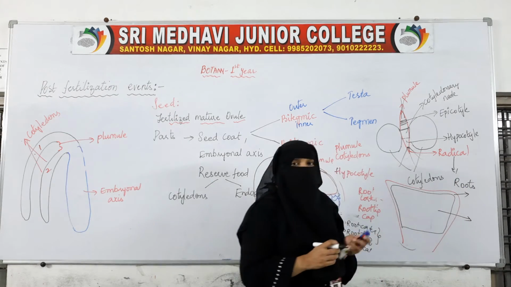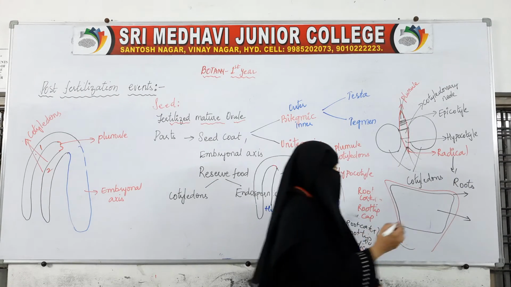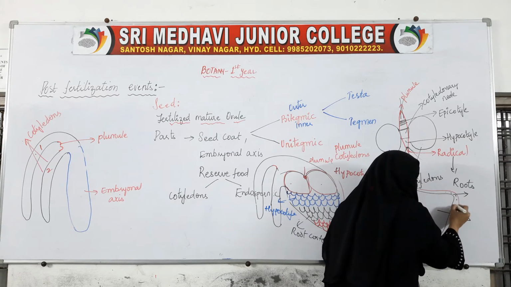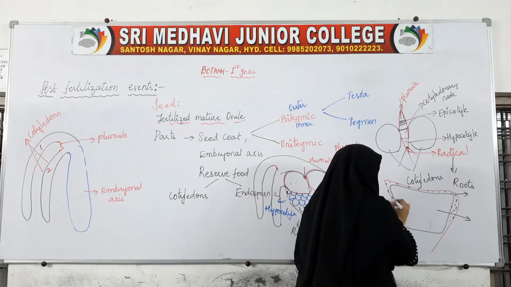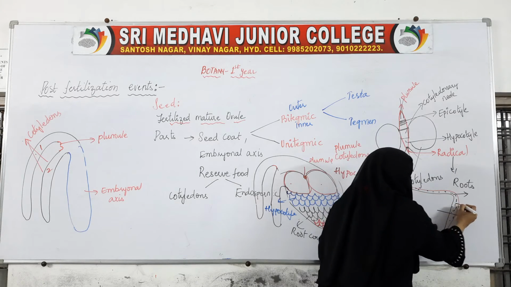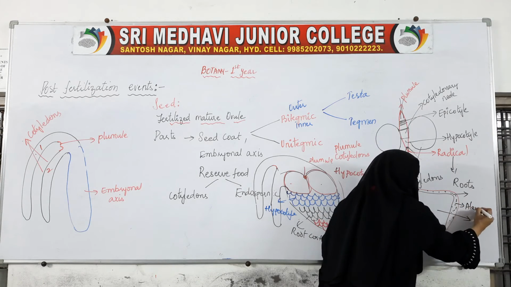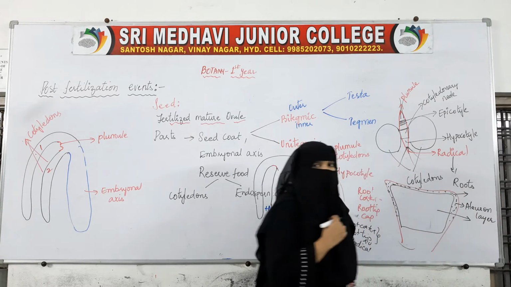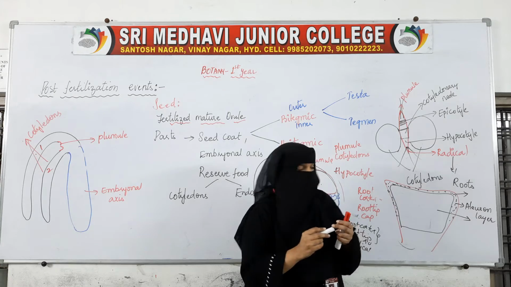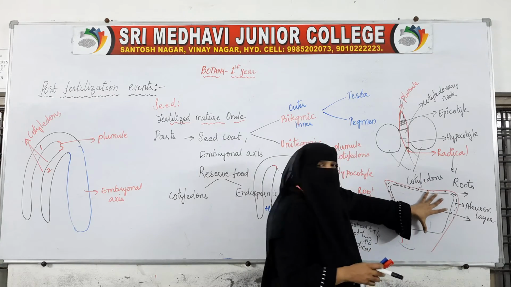Now in this outer compartment, a layer is present, that is a proteinaceous layer. It is called the aleurone layer. It is a proteinaceous layer. Outer endosperm, this is actually the endosperm part.